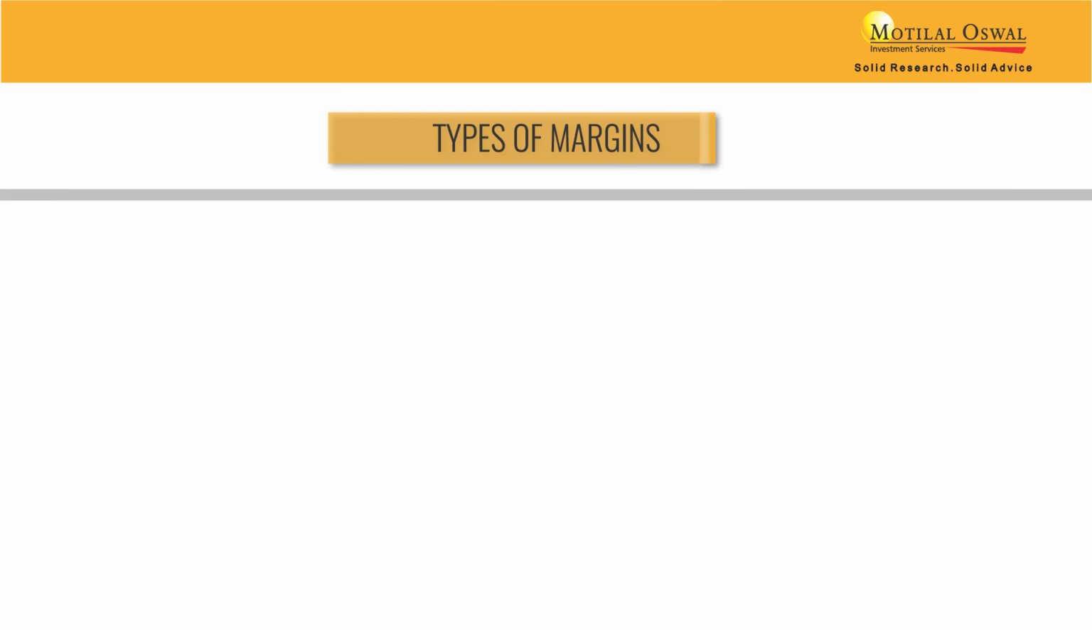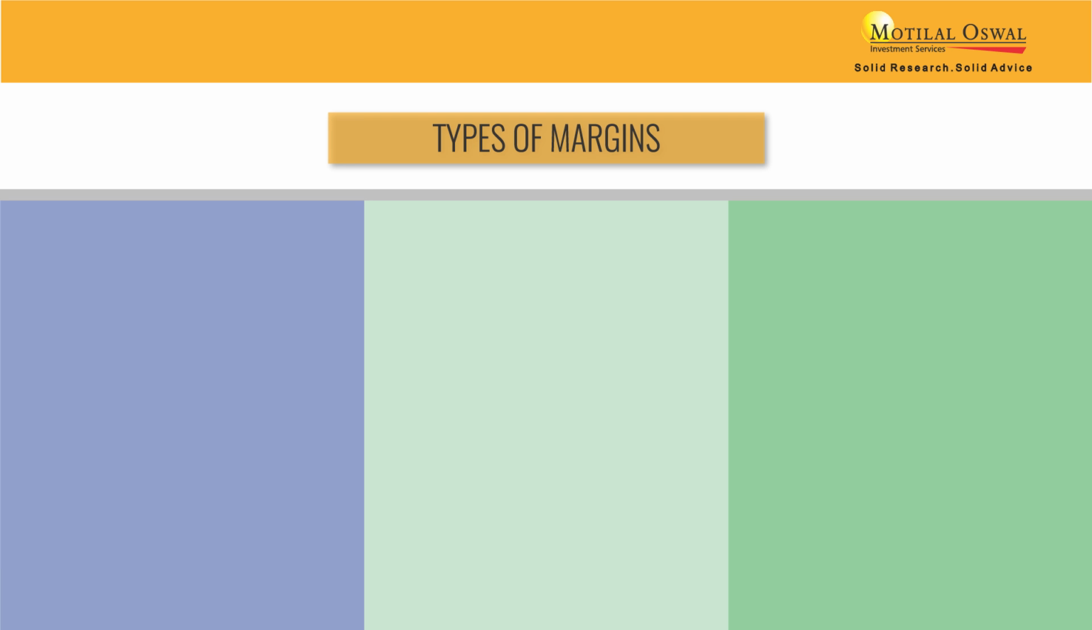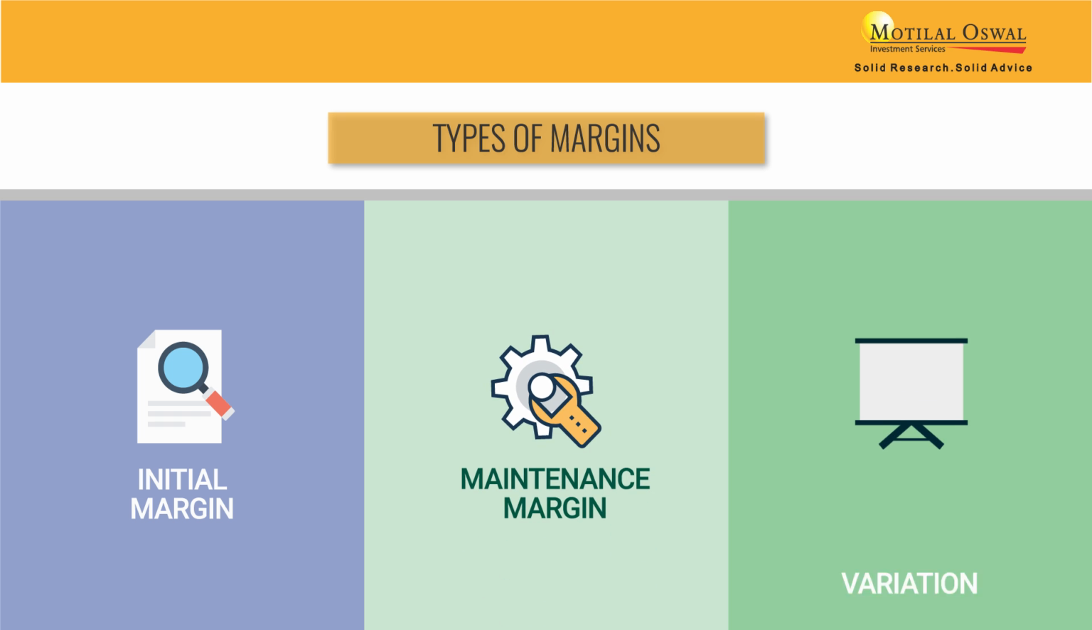In this session, you will learn about different types of margins. Essentially, there are three types of margins: initial margin, maintenance margin, and variation margin. Let's look at each of them.